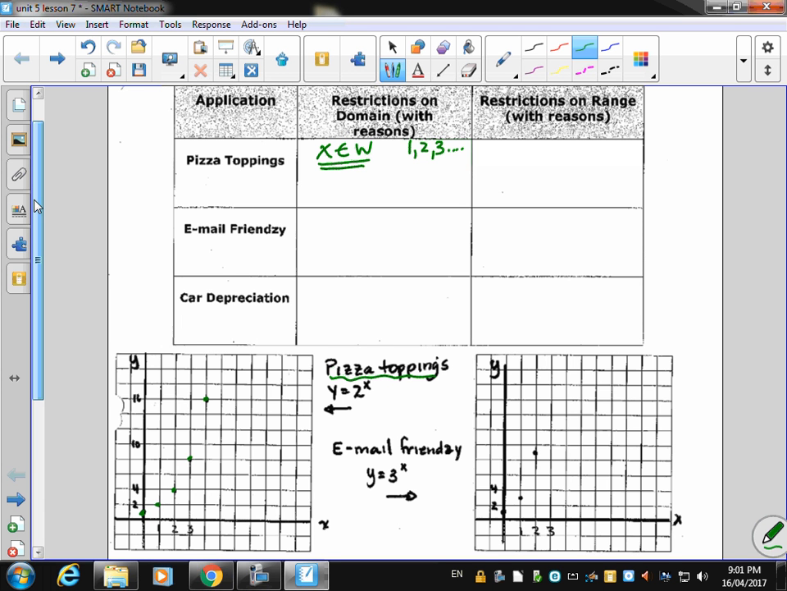For the range of pizza toppings, it wouldn't make any sense to have a y value that's negative, and they aren't for exponential functions anyway. Is there a certain number of pizzas possible that gets to a certain upper range? I don't know. But I don't think you can have 15.25 different types of pizzas and different choices. Your y would be a whole number as well.